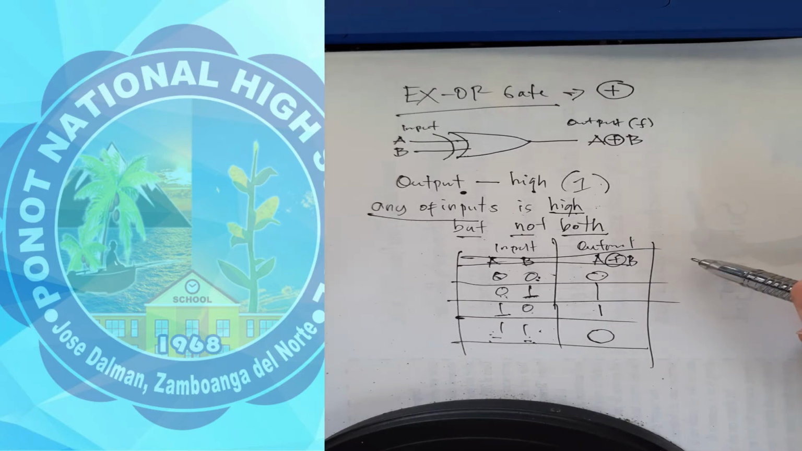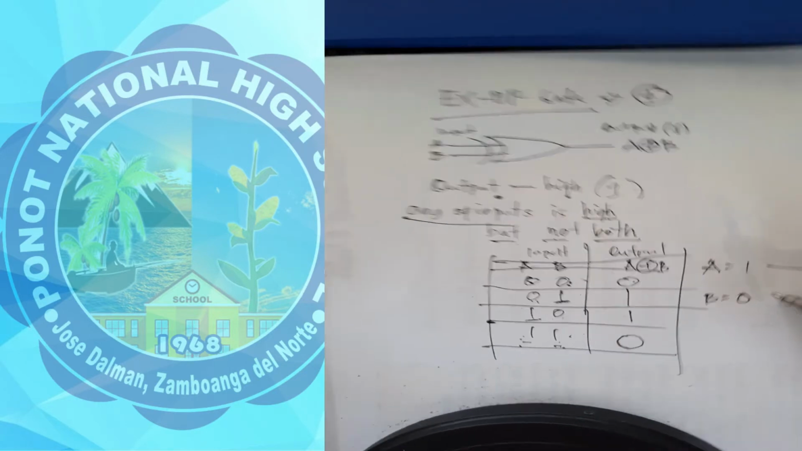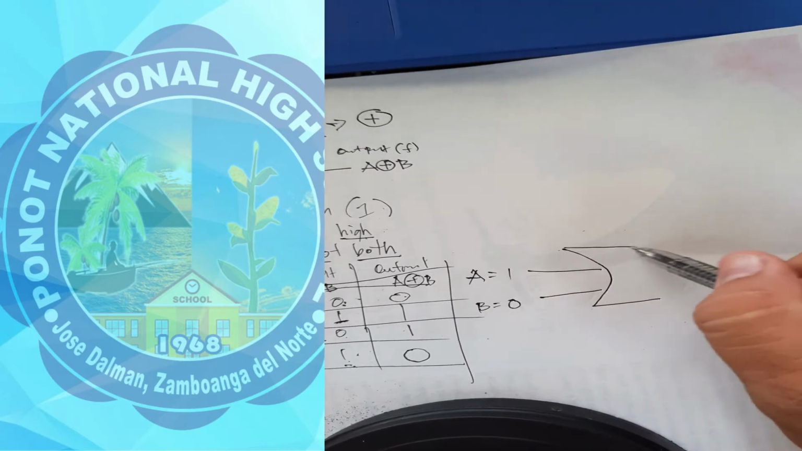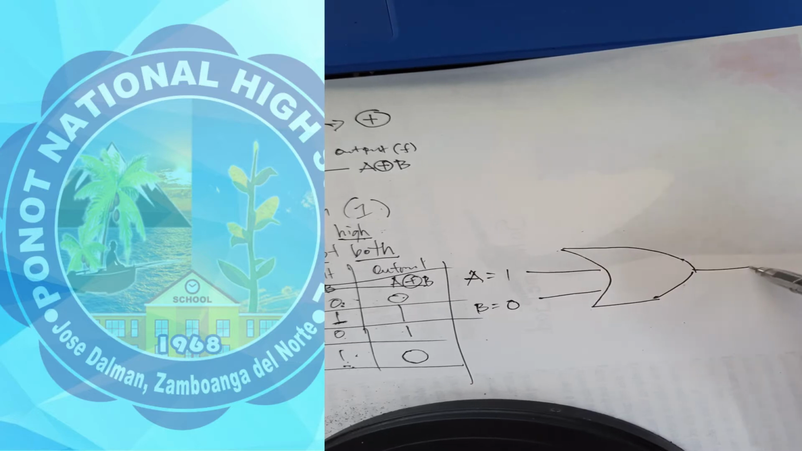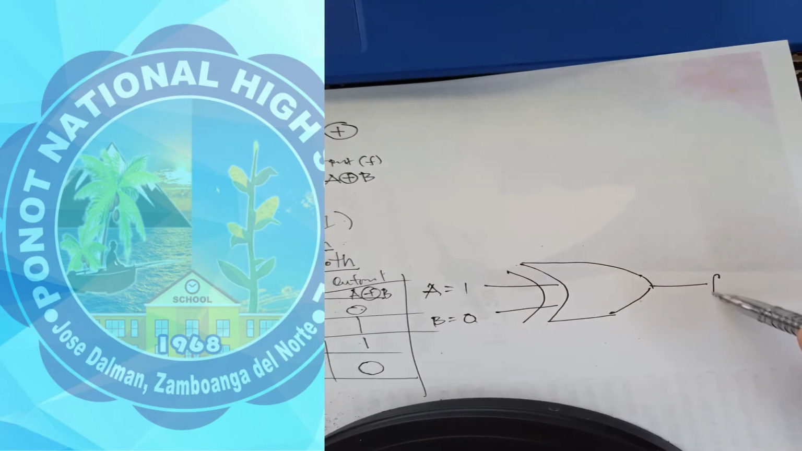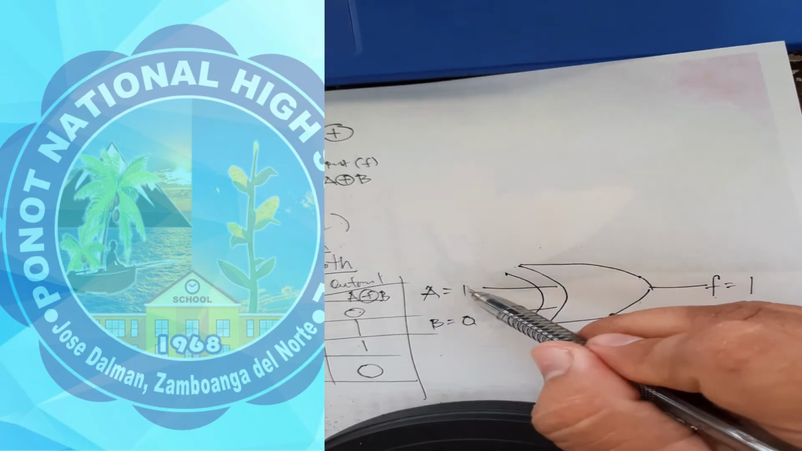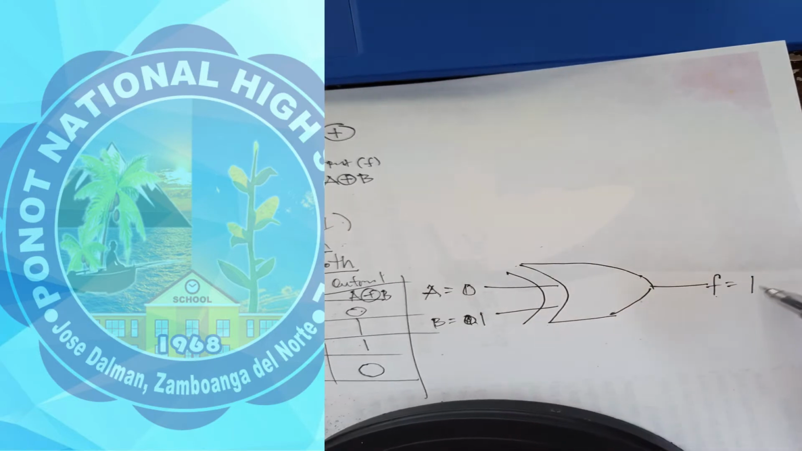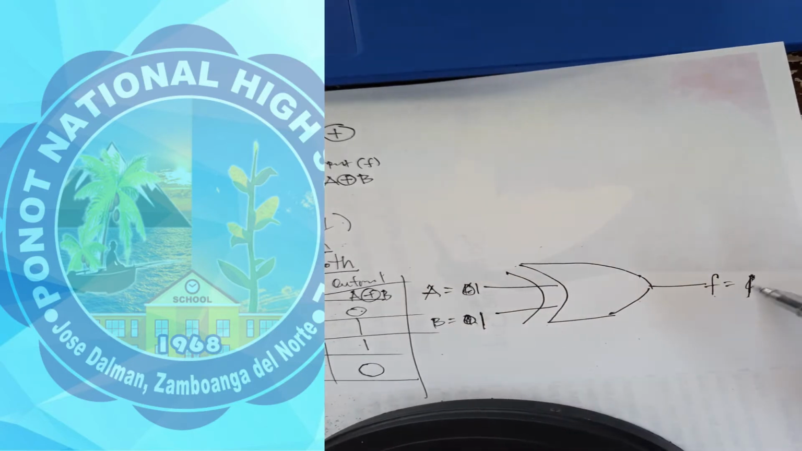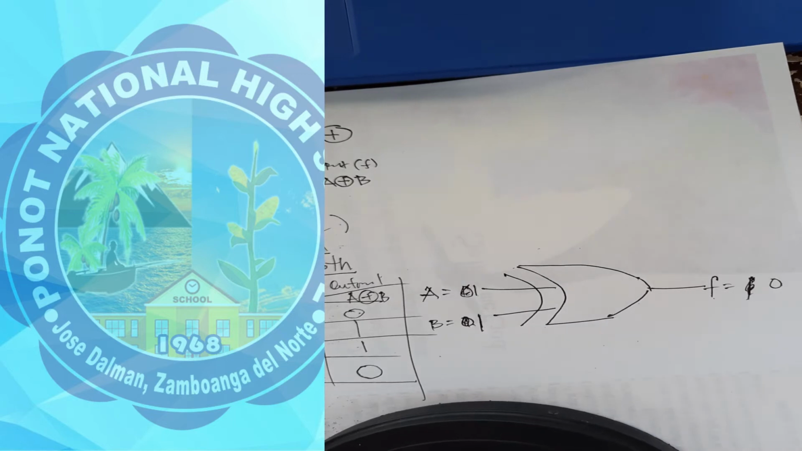So therefore, when your A is equal to 1 and B is equal to 0, this is the symbol for your XOR gate. Lakihan natin ng konti. This one. If 1, 0, so your output is equal to 1. If this is 0 and this is 1, your output is 1. If this is 1 and this is 1, so the output is 0.